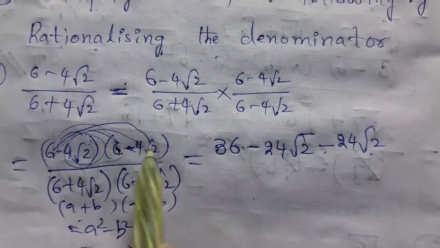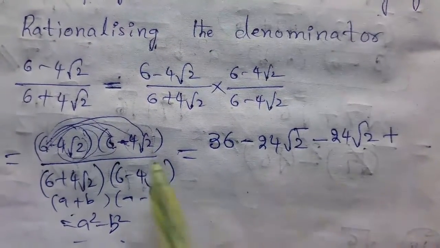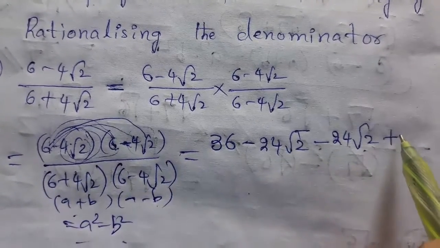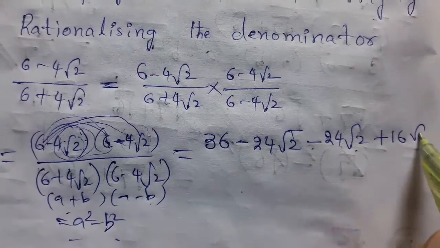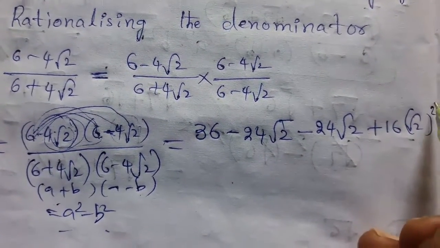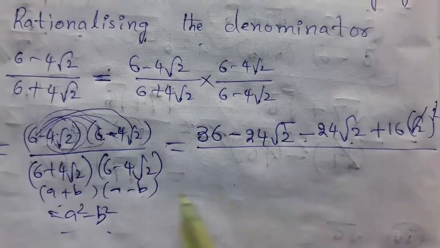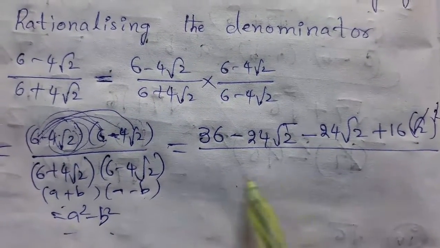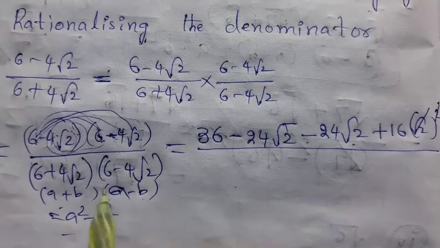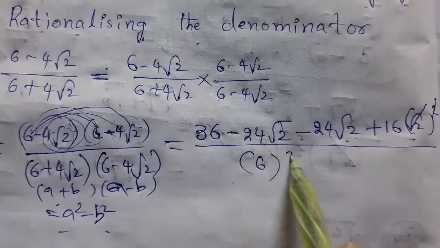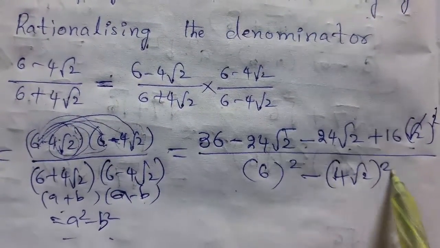Next, this minus 4 root 2, this minus 4 root 2. Minus minus becomes plus. 4 fours are 16, root 2 becomes root 2 square. This root and square cancel. In the denominator, by the formula a square minus b square, (a plus b) into (a minus b) is equal to a square minus b square. That means 6 whole square minus (4 root 2) whole square.